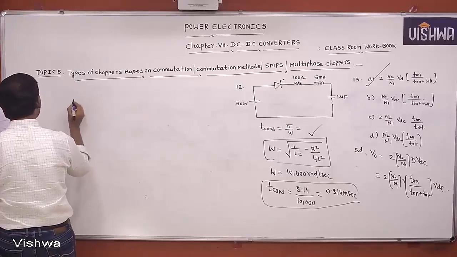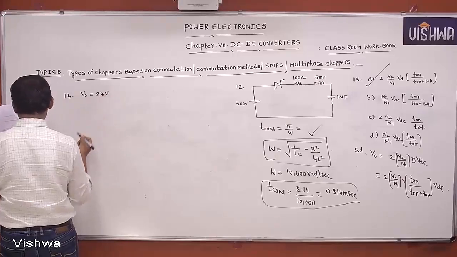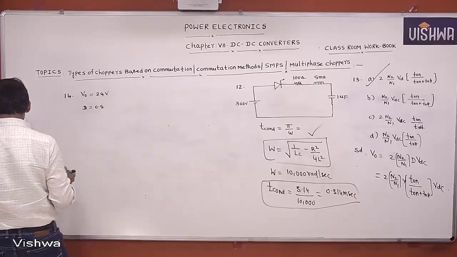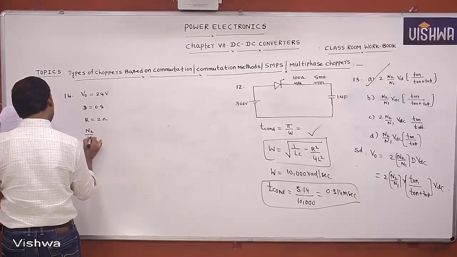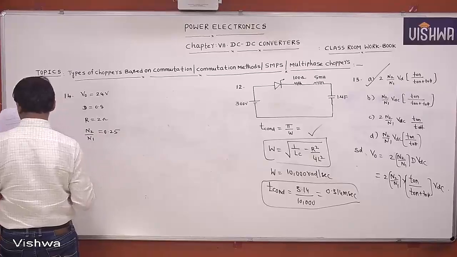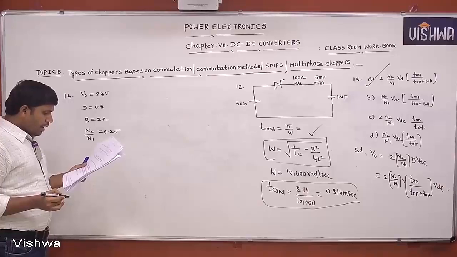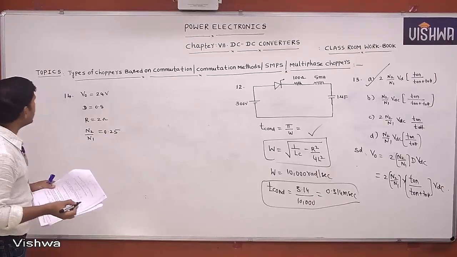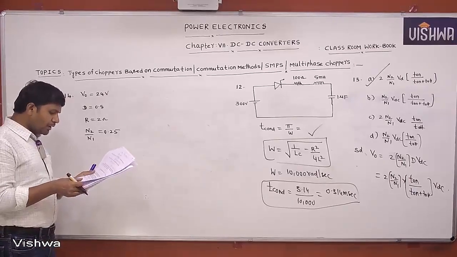What is V0 given? 24 volts. Question number 14. V0 equal to 24 volts. Then duty cycle equal to 0.5. Load resistance is 2 ohms. N2 by N1 equal to 0.25. Then calculate average source current, average switch current. First, you want to calculate average source current. V0 is given as 24 volts, N2 by N1 equal to 0.25.